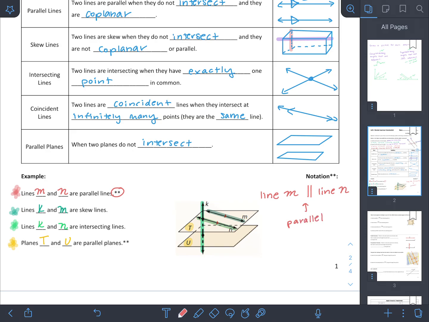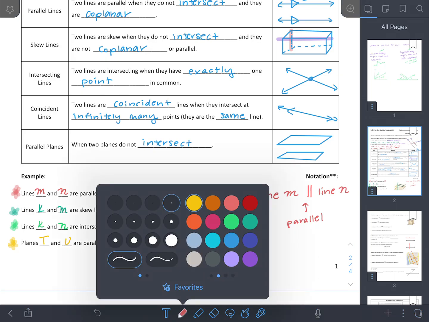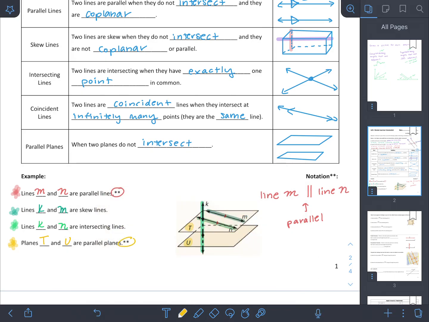And we can also use that for planes, although it's a bit kind of clunky and awkward. We can say plane T is parallel to plane U. So again, this just means parallel. If you see that, that's just a notation telling you that you have something is parallel to something else.